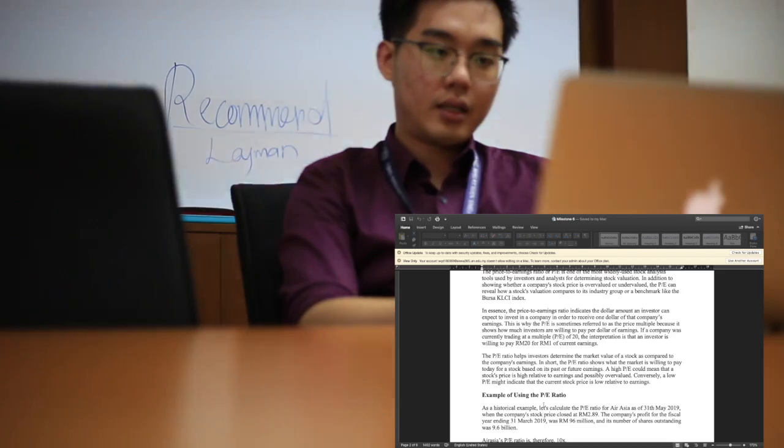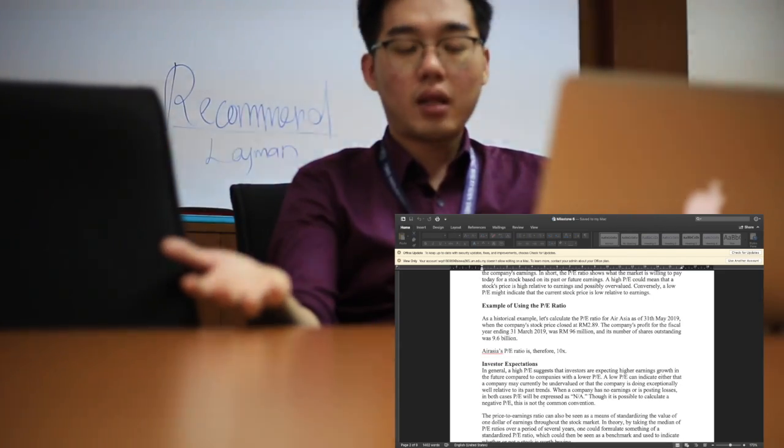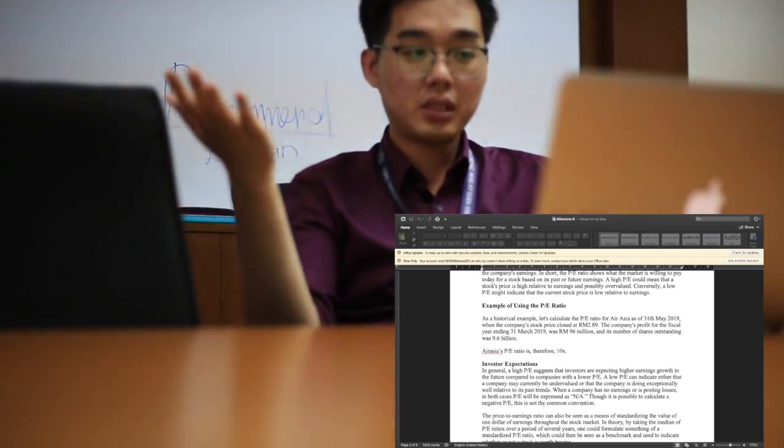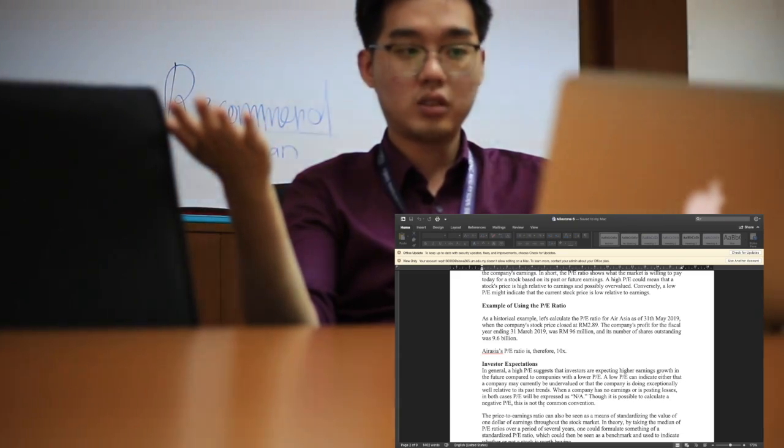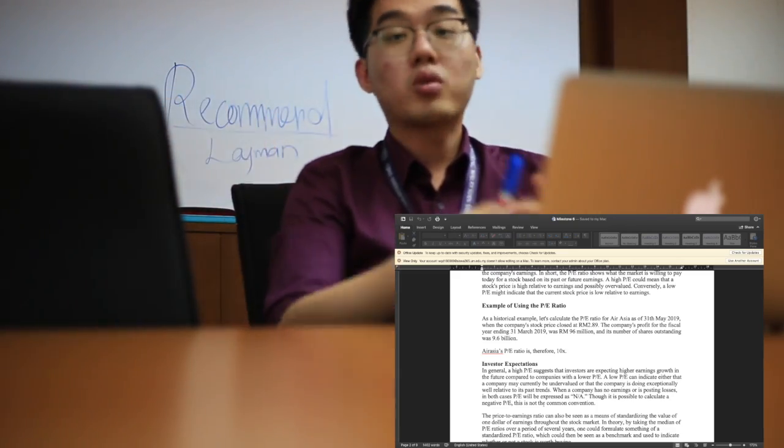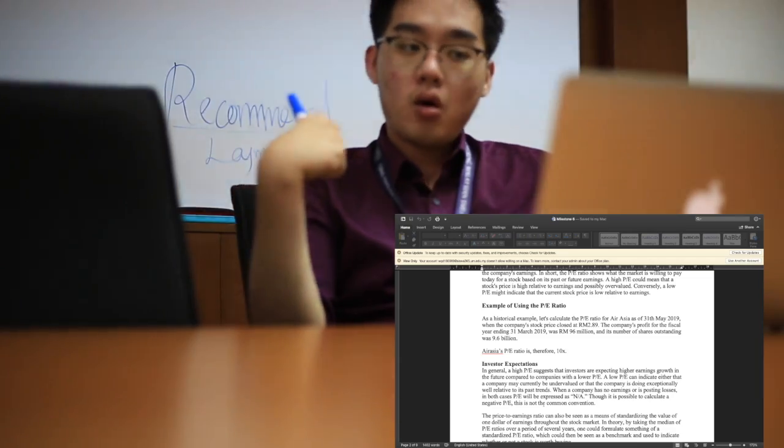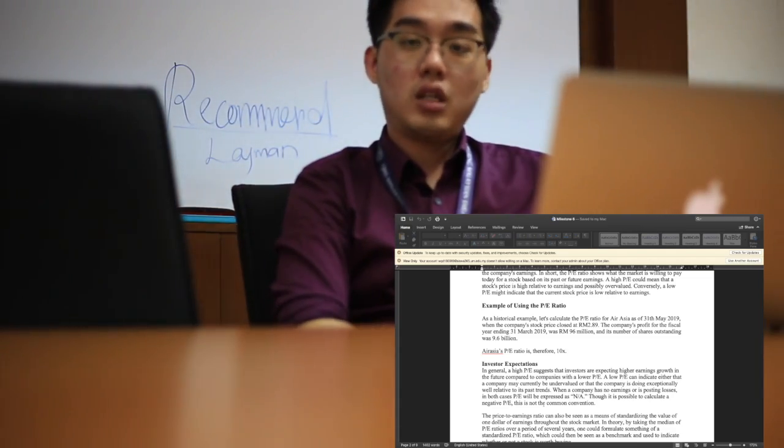Okay, so what does it mean? A high PE value means that the price of the stock is high relative to the earnings, and it is possibly overvalued. However, a low PE value indicates the stock is currently undervalued relative to earnings.